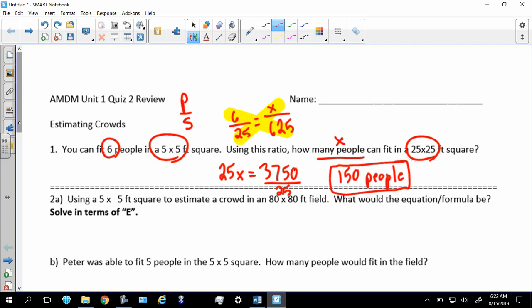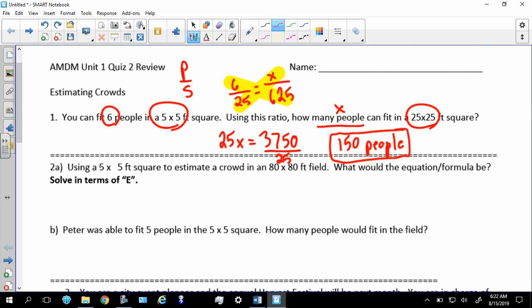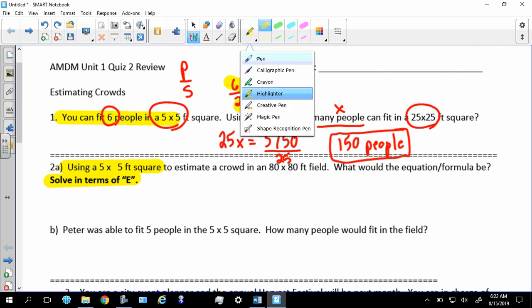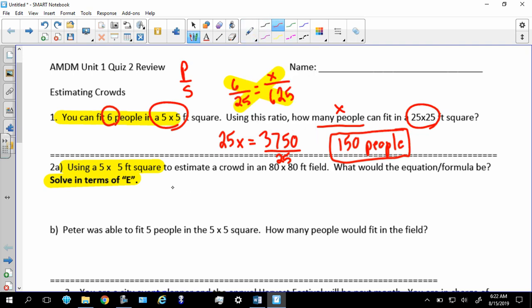All right, problem number 2. Now, problem number 2, it says using a 5x5 foot square. Now, the thing to remember is that in the first question, it says 6 people can fit in the 5x5. Here, it doesn't say anything about it. Also, it says solve in terms of E, so you know we're going to bring the E out. All right, so it's still a people over space situation. So that's going to be E over 25 is equal to the overall space, which is X over, looks to be 6,400. We're going to cross multiply.